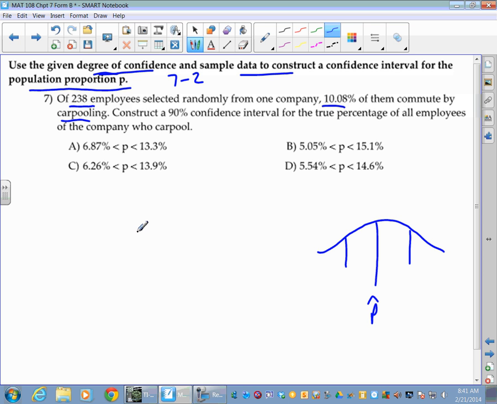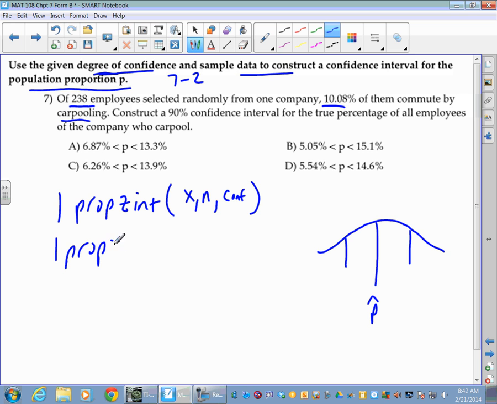Anybody? I think so. That's the button we use to construct our interval. What is X? Don't we need X and our degree of confidence? So what is X?